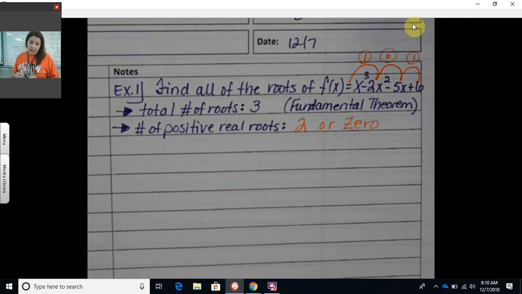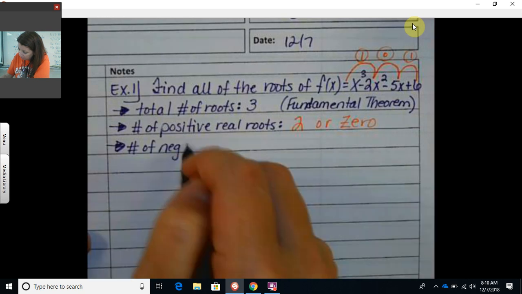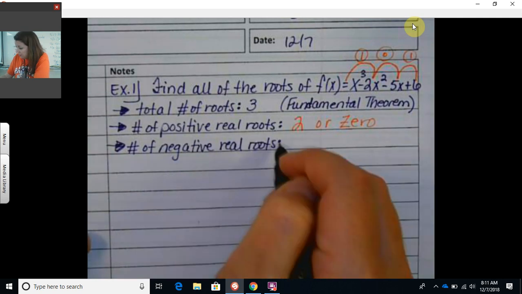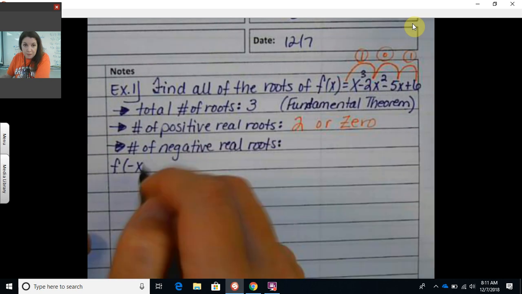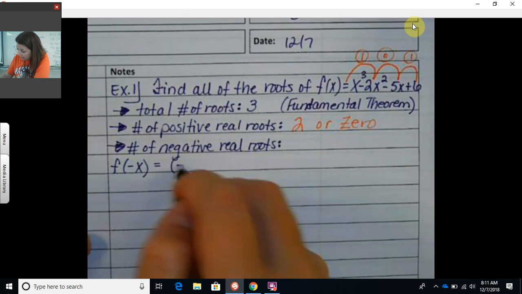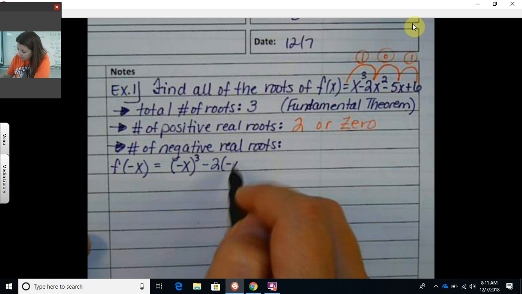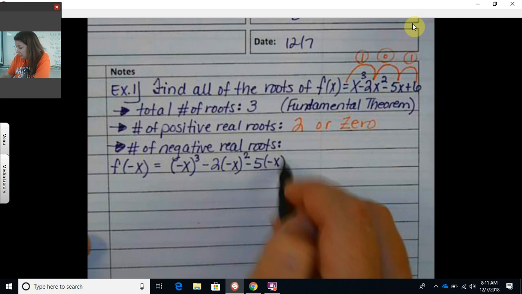And then for the number of negative real roots, that's where I'm going to take my original, but wherever I see an x, I'm going to substitute in a negative x and simplify. So instead of x cubed, in parentheses, that'll be negative x cubed because I'm raising the negative and the x to the third power. Minus 2 times negative x quantity squared minus 5 times negative x plus 6.